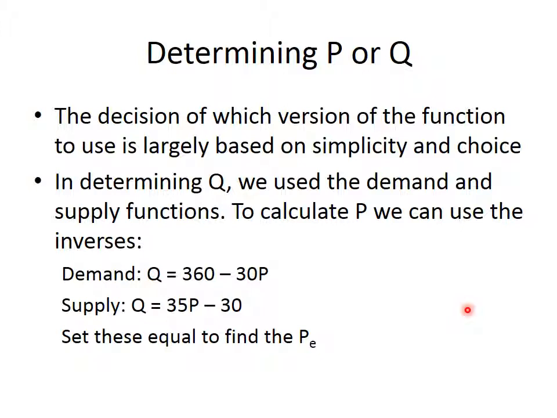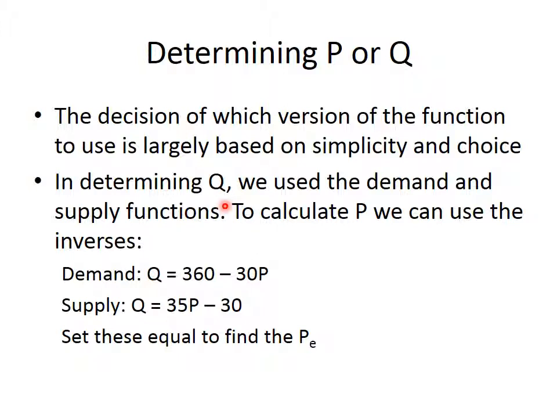And you see what I say here, the decision of which version of the function to use, whether you use the function itself or the inverse of the function, is largely based on simplicity and choice. What we enter into here is what's known as Occam's razor, if you've ever been introduced to it. Occam's razor is an epistemological postulate, and it basically says that whenever you have alternative explanations, all of which get you to the same place, the simpler of those explanations is preferred. There is a certain attraction to the path of least resistance, I suppose is what it means.